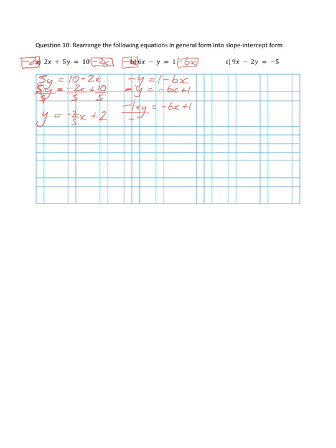Timesing. So I divide by -1 everything to get rid of it. So -1 divided by -1 is going to be 1. Y is left over. -6 divided by -1 is going to be 6x. And +1 divided by -1 is going to be -1.